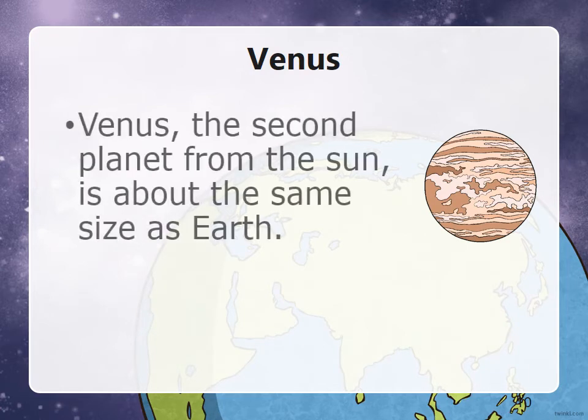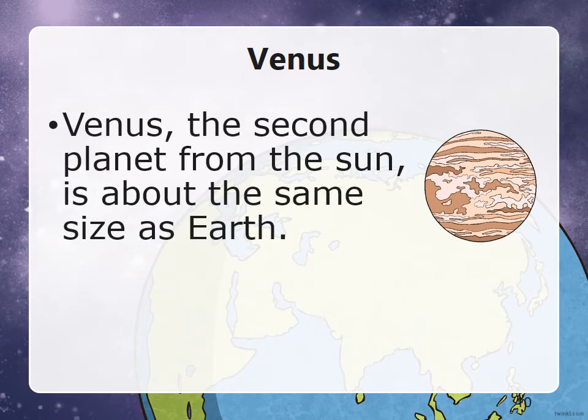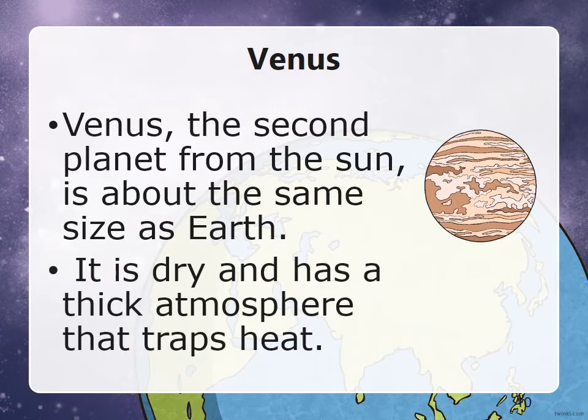Second, Venus. Venus is the second planet from the sun. It is about the same size as Earth. It is dry and has a thick atmosphere that traps heat.